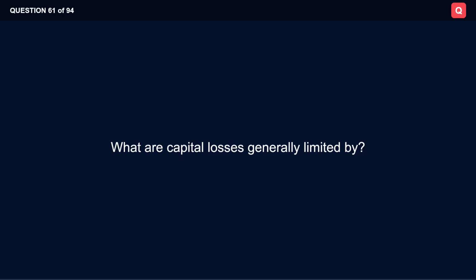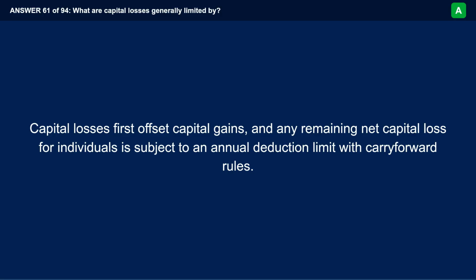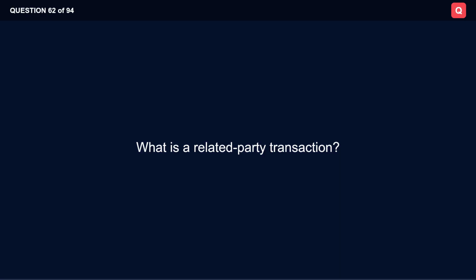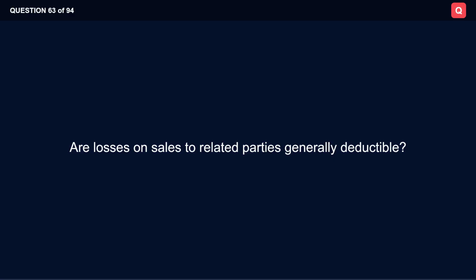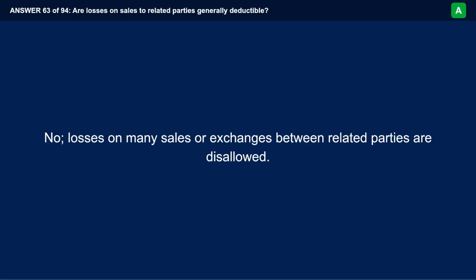What are capital losses generally limited by? Capital losses first offset capital gains, and any remaining net capital loss for individuals is subject to an annual deduction limit with carry-forward rules. What is a related party transaction? It is a transaction between parties with a specified relationship under the code, such as family members or certain commonly controlled entities. Are losses on sales to related parties generally deductible? No, losses on many sales or exchanges between related parties are disallowed.